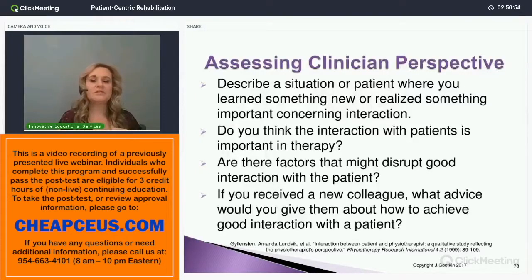Are there factors that might disrupt a good interaction with a patient? Yes or no? Do you think there are factors? And then explain why. So these are things to think about because, again, we have to be a little introspective. We have to broaden our perspective and be able to describe what's a good interaction. So again, just some things if you want to do a little self-check, or maybe in your supervisory role or with students, things that you could utilize.